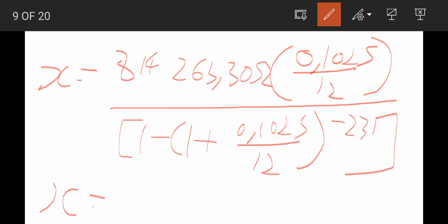So just punch that in your calculator, see what you have. Punch that in your calculator, it's 8,089.20, right? 8,089.20 cents. And that's how you could have solved that question. Nice one.